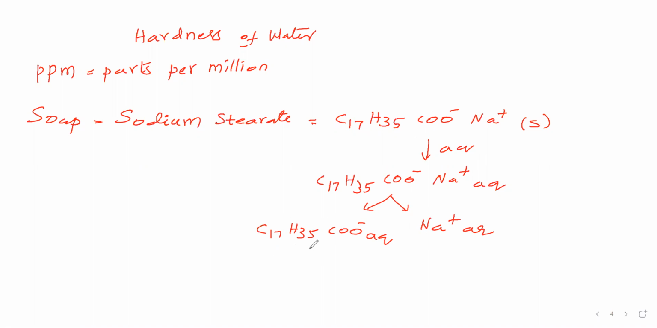This anion is responsible for what? Foam, that means froth. For froth, this anion is responsible. Due to this anion only, foam is produced. The foam is nothing but this anion, we can say. So why soap gives foam, we got the idea.